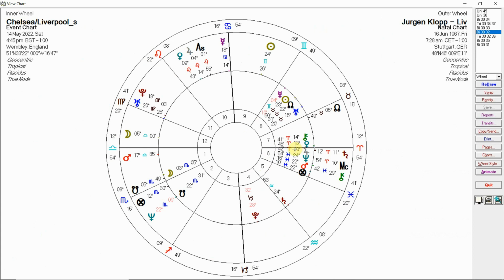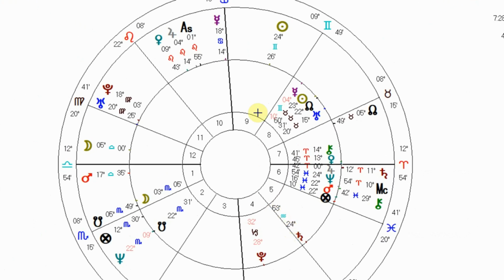Well, you can see Jurgen Klopp has that Saturn trine his Sun, which, if you're interested, I looked at in the Villarreal semi-final, and I'll put a link up here at the top if you're interested in how that played out in that game. But that is a very good aspect. It is separating a little bit now, separating 27 minutes. It is a positive influence.